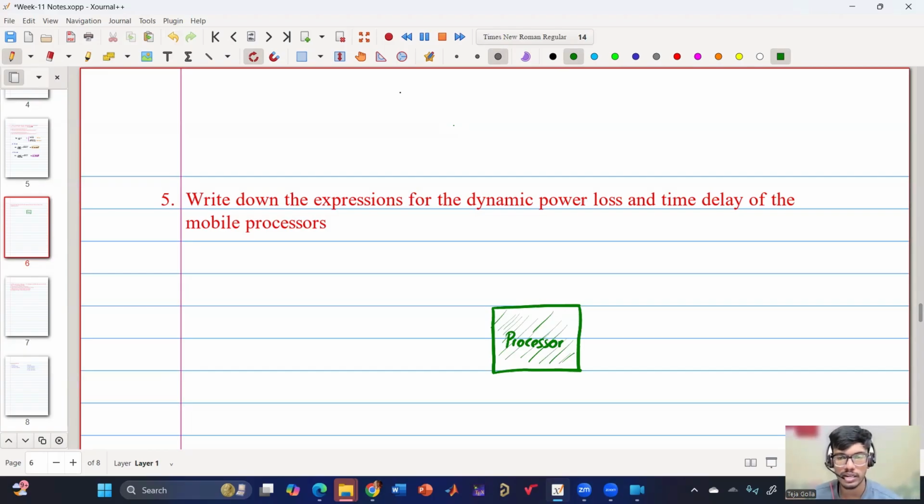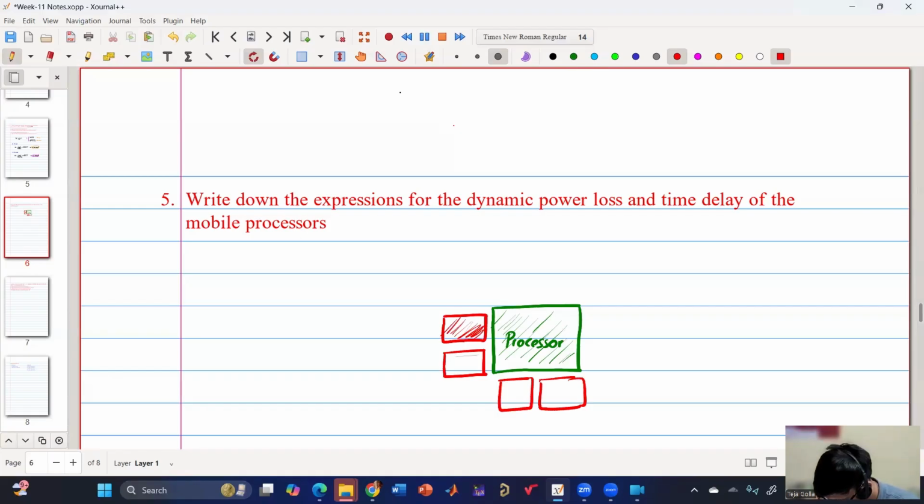Previously, whatever we were considering in our converter was a constant current load or resistor load. But here the processor is the load. So before this processor, if you look inside a mobile phone, there will be DC-DC converters sitting next to it. This is one DC-DC converter. This is another DC-DC converter. This is another DC-DC converter. So all these are DC-DC converters.